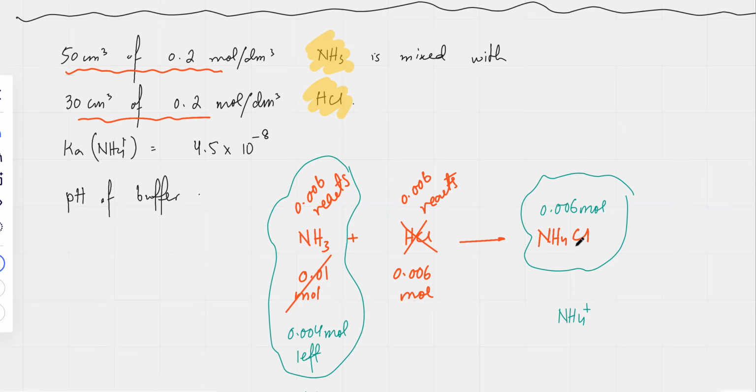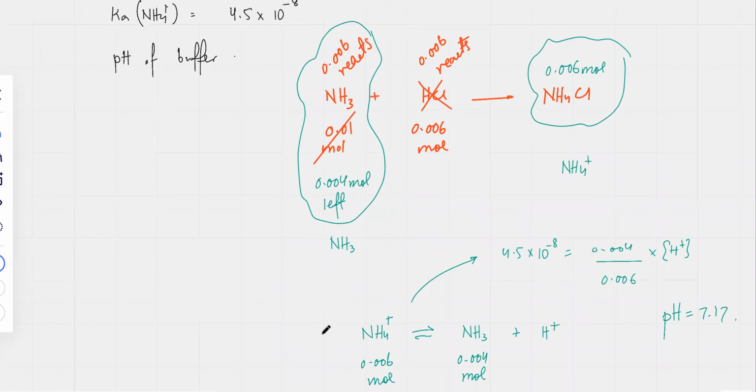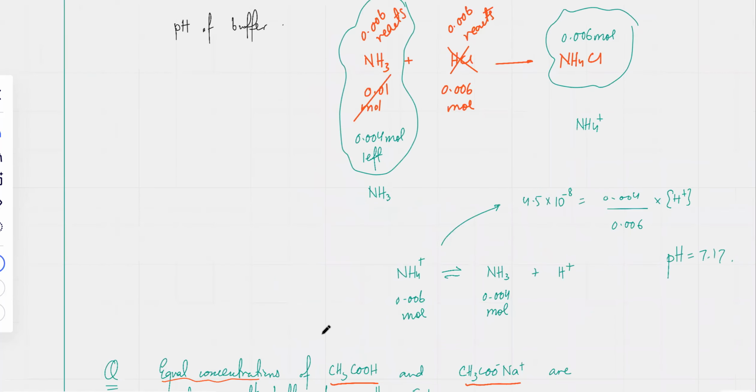But anyways, at the end point, you'll have NH4+ ions in your solution, and you'll also have the leftover NH3. So the buffer was the result of a reaction. At the end of the day, the solution contained NH4+ and at the same time it also contained the leftover NH3. So we had the moles of both. We just plugged the values into the K expression and we figured out the pH.